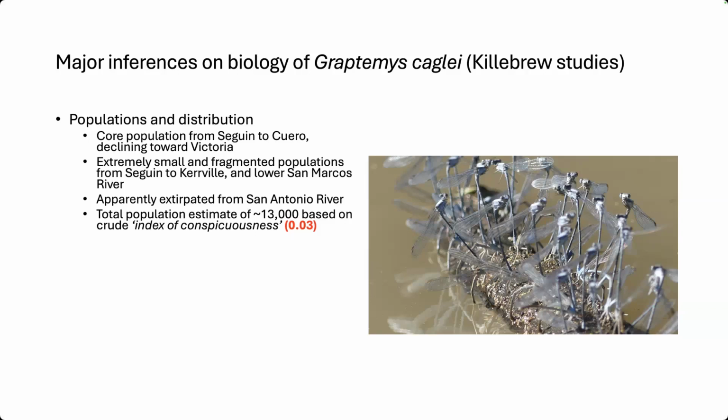The thing that's important here is that their detection probability was extremely low. They determined that they only saw about 3% of the turtles that were actually on that particular stretch of river.